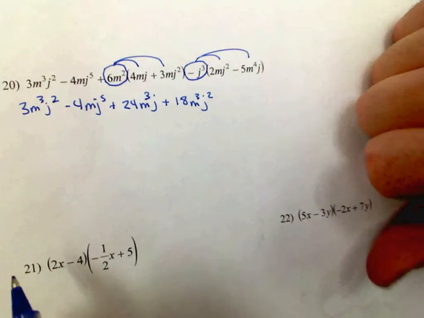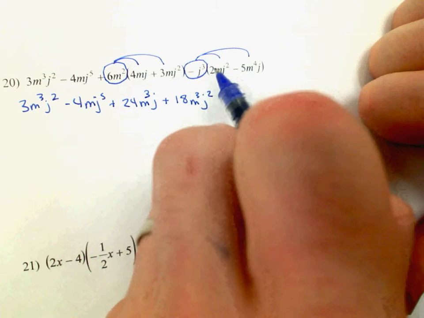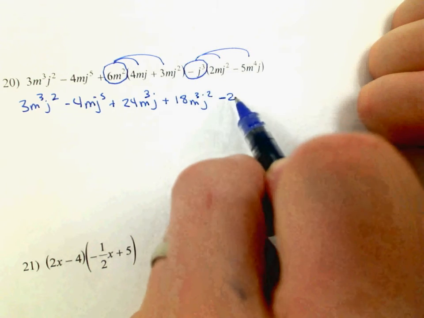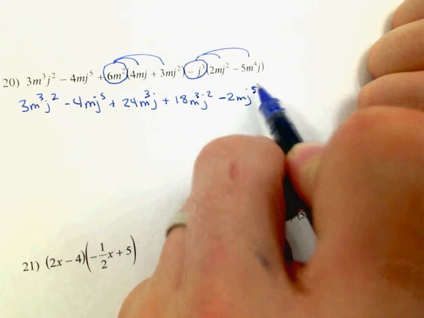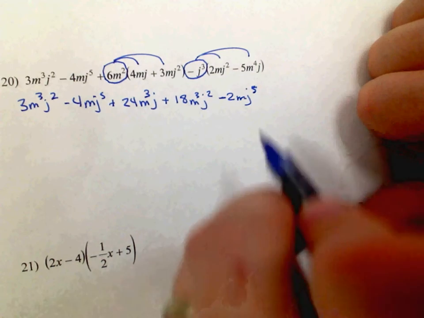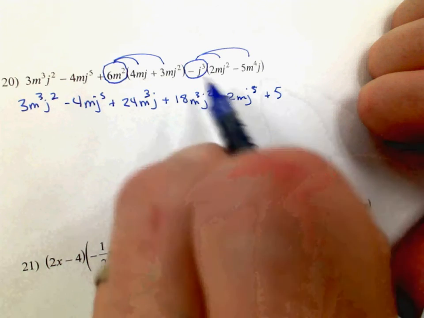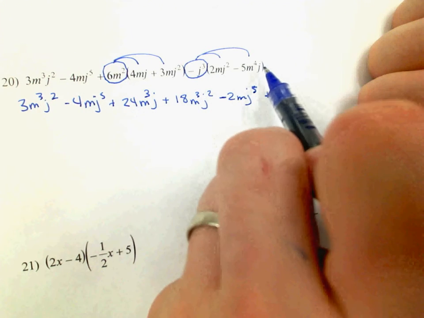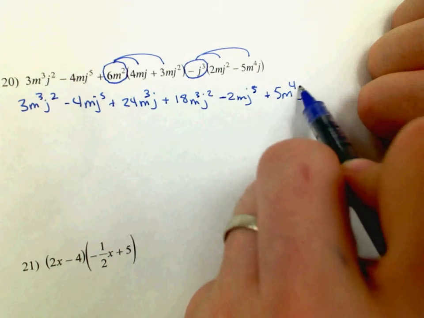All right, distribute the second part. Negative j to the third times these, well, negative and a 2, that'd be negative 2. I have an m, and I have j3, j2, that's j to the fifth. And then negative and a negative will turn to positive 5 j to the third, m4j. So I've got m to the fourth, and j, 3 and 1 is another j to the fourth.